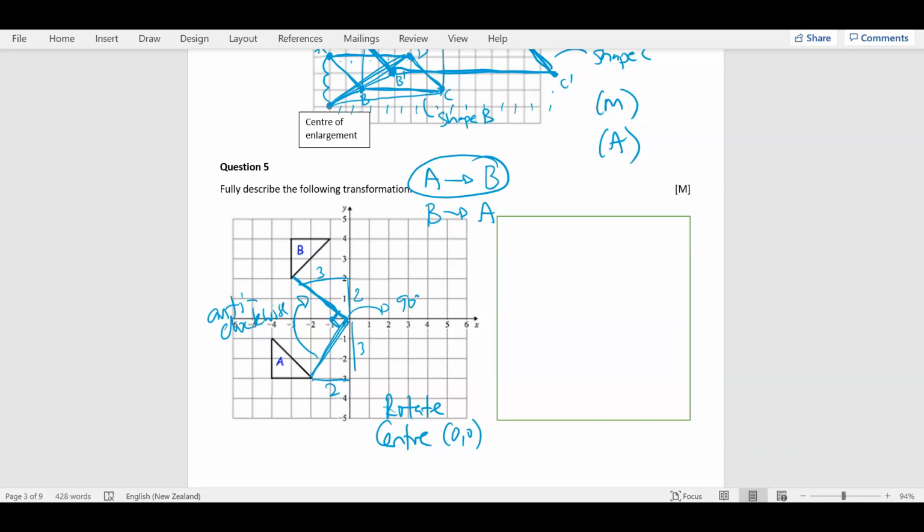So all of that information, rotation, the center at 0, 0, the anti-clockwise direction, and the angle, all of that needs to be in the description that we're going to be writing. So let's get into it. So I'm going to call it triangle A. So triangle A has been rotated.